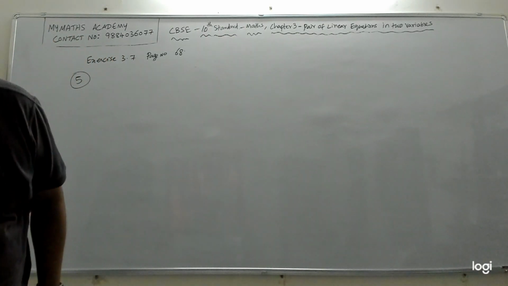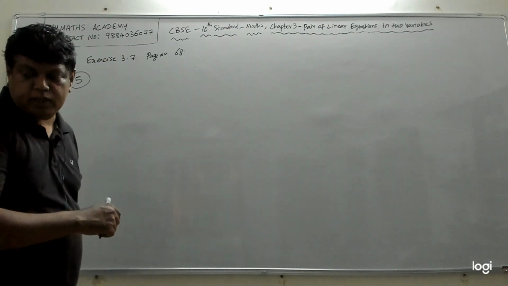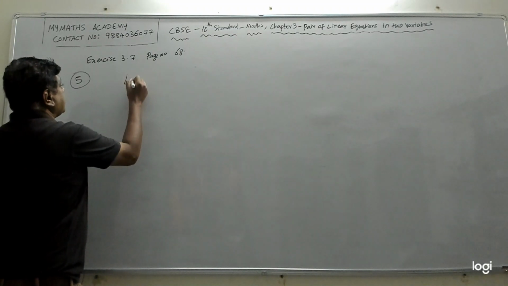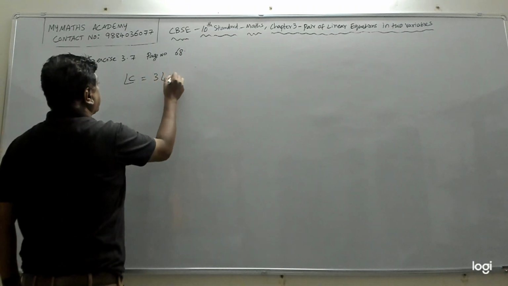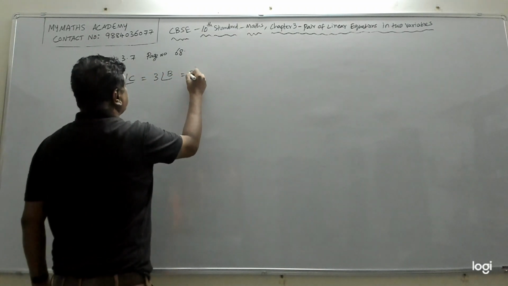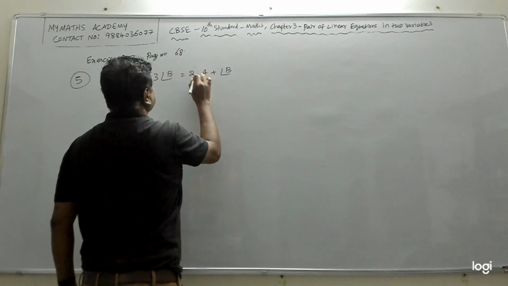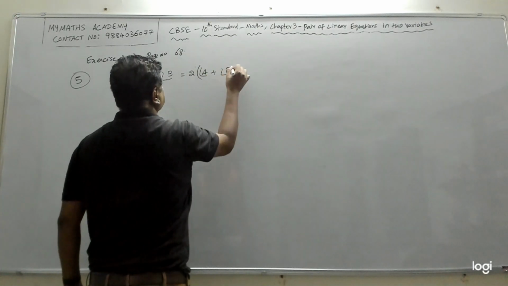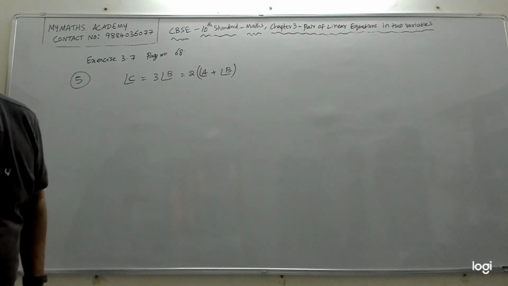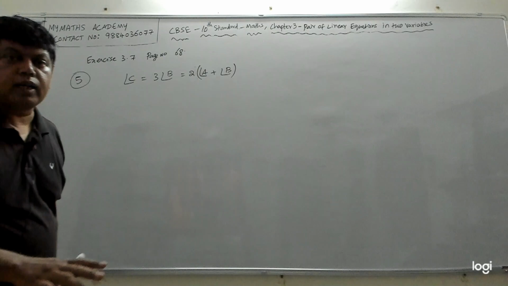Problem number 5 says, in triangle ABC, angle C is equal to 3 times angle B, equal to 2 times angle A plus angle B. That is what is given. We have to find the three angles of the triangle.